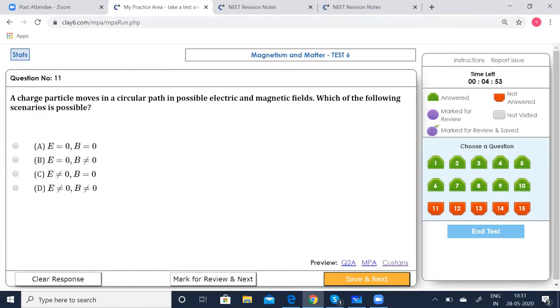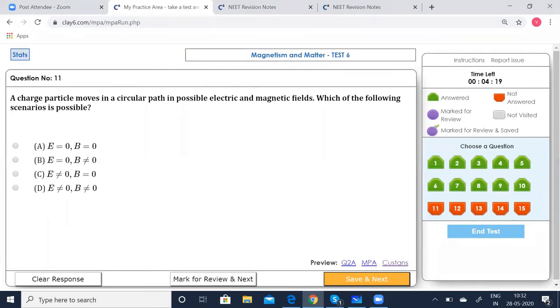The charged particle moves in a circular path in possible electric and magnetic fields. Which of the following scenarios is possible? Okay. Now, he says E is equal to 0, B is equal to 0. And E is equal to 0, B not equal to 0. Then E not equal to 0, B is equal to 0. And then E not equal to 0, B not equal to 0.